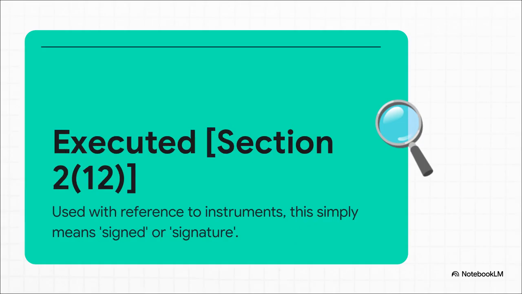And finally, executed. In the world of the Stamp Act, this just means signed. That's it. An unsigned draft of a contract doesn't need a stamp, but the second someone puts a signature on it, boom! The liability to pay stamp duty is triggered. That signature is what brings the document to life, legally speaking.